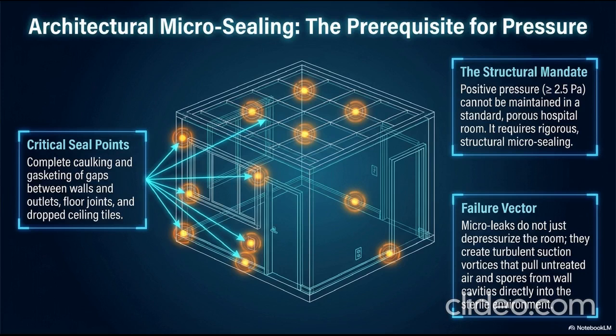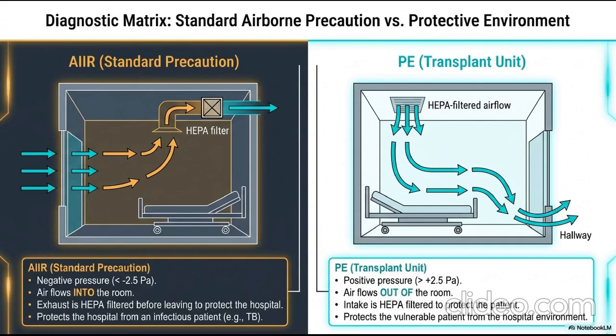Slide 11. Diagnostic matrix, AIIR versus PE. It is vital to distinguish between airborne infection isolation rooms, AIIR, and the protective environment, PE. While AIIR uses negative pressure to protect the hospital from the patient, the PE uses positive pressure to protect the patient from the hospital environment.